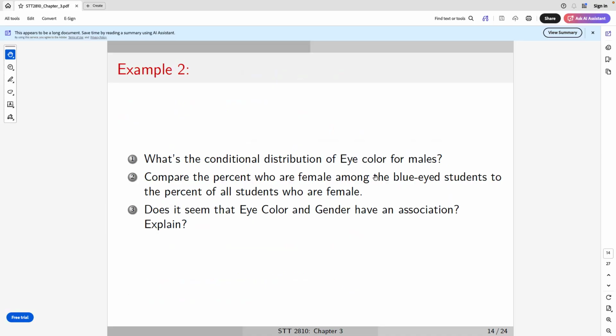And then you can also do the other one. Now, I want you to answer this. Does it seem that eye color and gender have an association? So try to answer that by yourself.